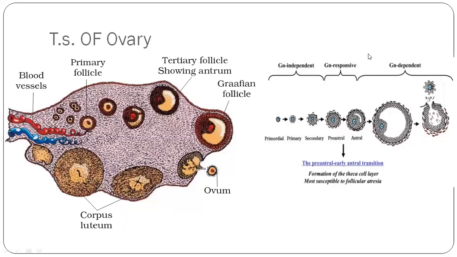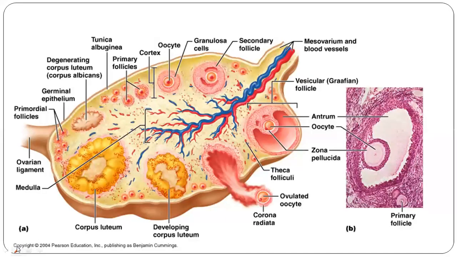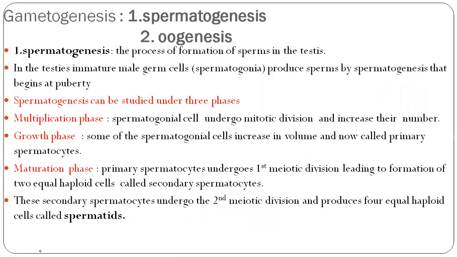Before going to the transverse section of the ovary, we will study the process of the formation of the ovum or the egg, that is the ovulation process. But before going there, we will first study the gametogenesis process.